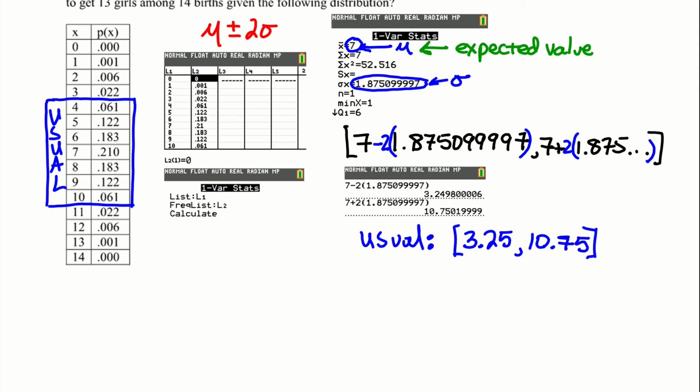So therefore, 13 girls would be unusual. All right, 13 girls would be unusual.